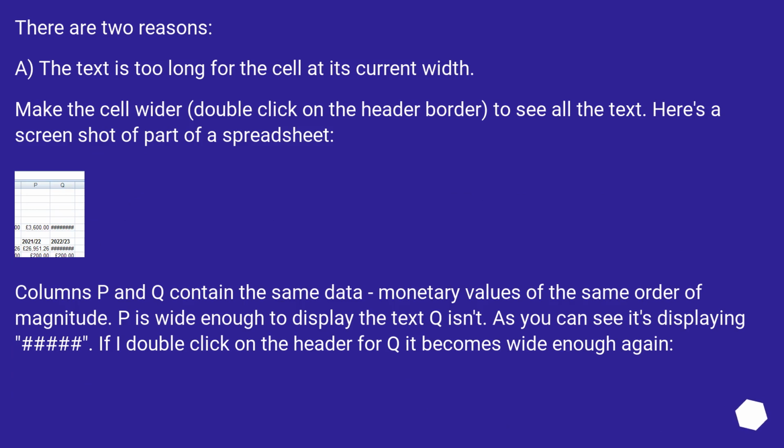There are two reasons. A. The text is too long for the cell at its current width. Make the cell wider. Double-click on the header border to see all the text. Here's a screenshot of part of a spreadsheet. Columns P and Q contain the same data, monetary values of the same order of magnitude. P is wide enough to display the text, Q isn't. As you can see, it's displaying hash.